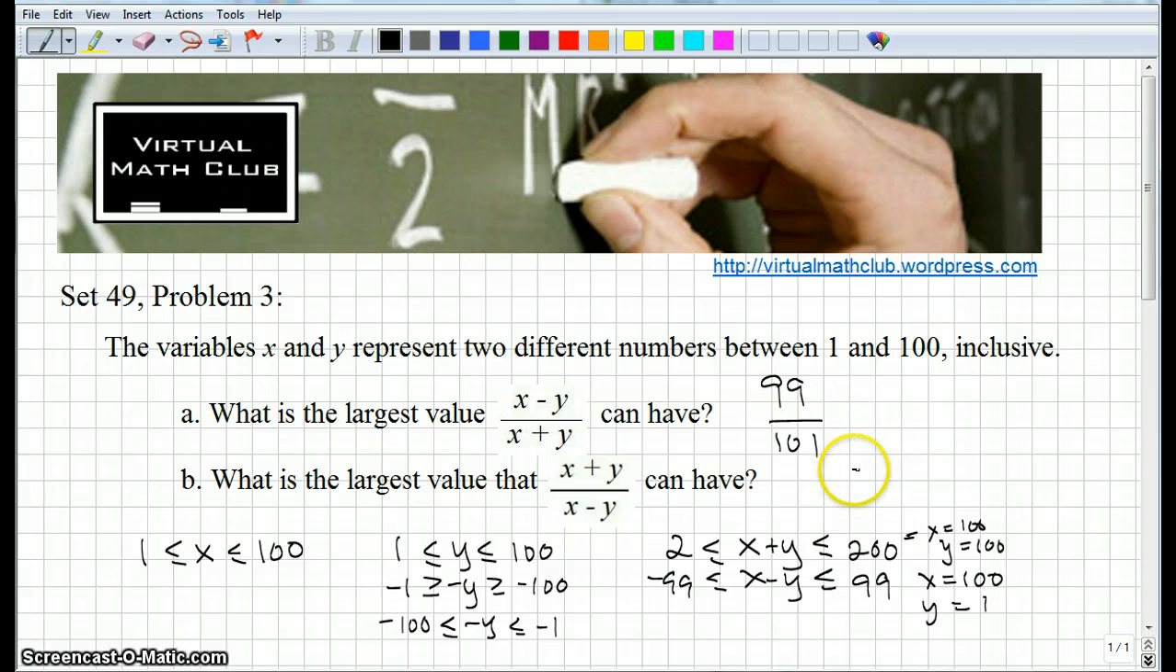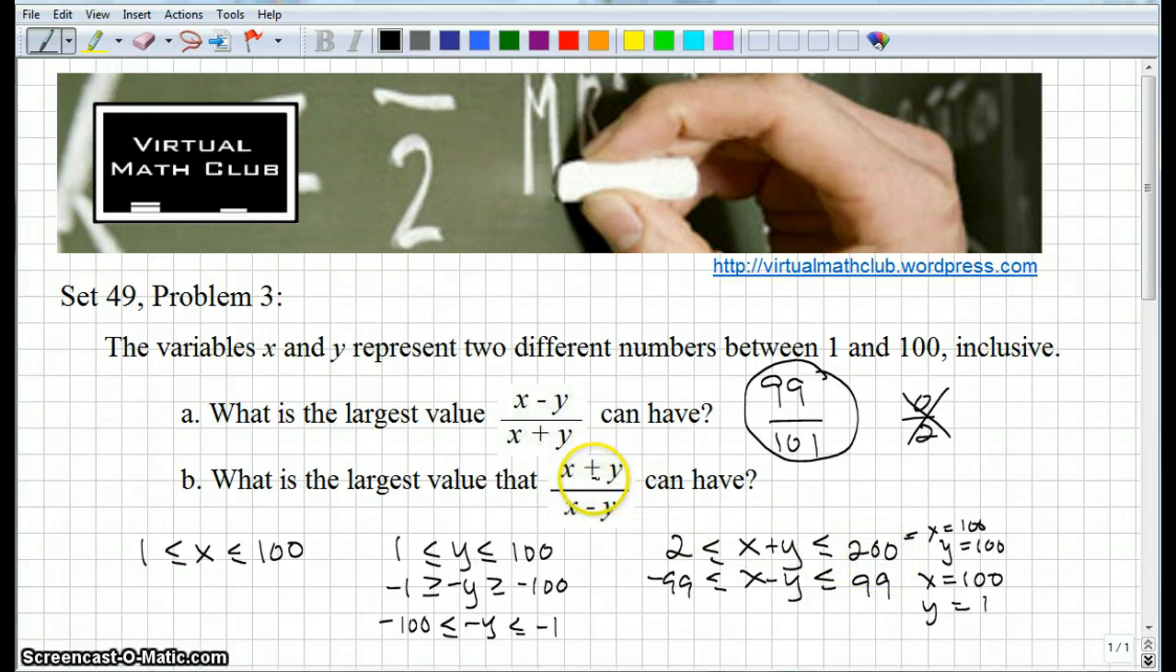Now if we look at the smallest denominator, I don't think we can get anything bigger than 99 over 100. So the smallest denominator would be 2, right? X plus y, and that's when x is equal to 1 and y is equal to 1. But then that gives an x minus y of 0, so that's obviously not bigger than 99 over 101. Okay, so that's our answer for the first part, 99 over 101. So the only thing to really be careful of is that you don't look at these ranges on x plus y and x minus y and disregard the fact that the x's and the y's have to be the same.